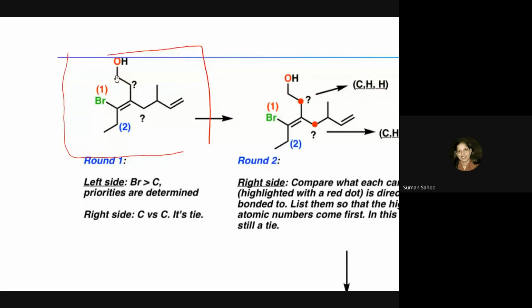Isomers, then we have to go for the next point of attachment, in which on this side we have carbon, then oxygen, and on this side we have carbon, carbon, carbon. So this one would be given higher priority.